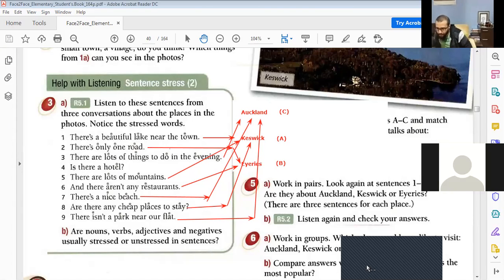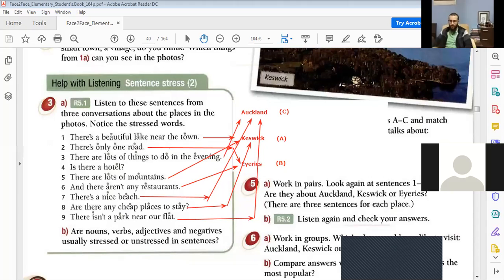Do you like living in Auckland? My family still lives there. 5. There are lots of mountains. Sorry, 6. And there aren't any restaurants. 7. There's a nice beach. 8. Are there any cheap places to stay? 9. There isn't a park near our flat. Recording 5.2. Okay, here we are. Let's listen.